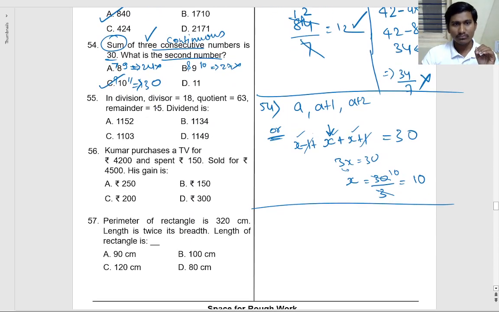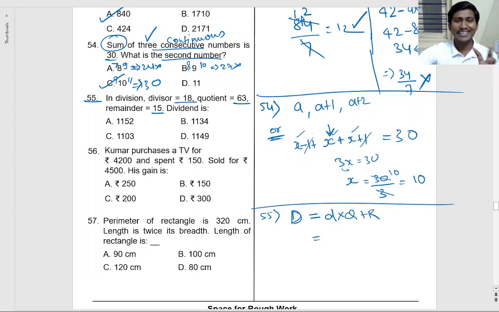Okay. Next, question 55. In a division, divisor is 18, quotient is 63, remainder is 15. So we know the division formula, right? Dividend is equal to divisor into quotient plus remainder.